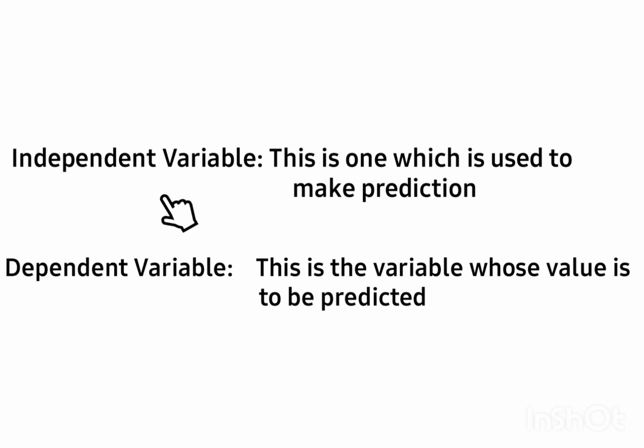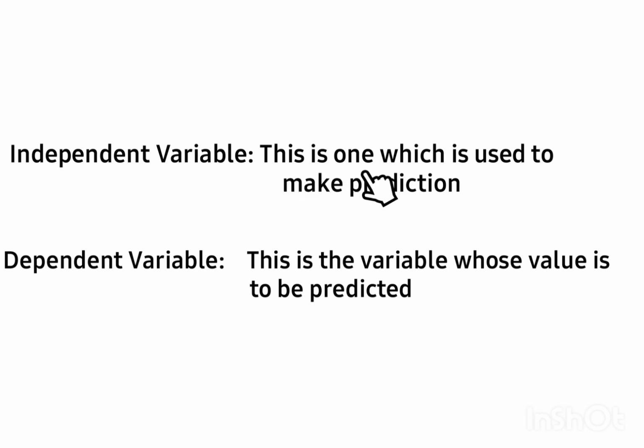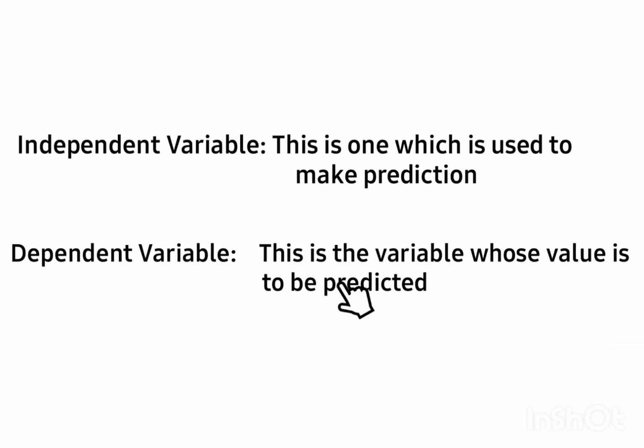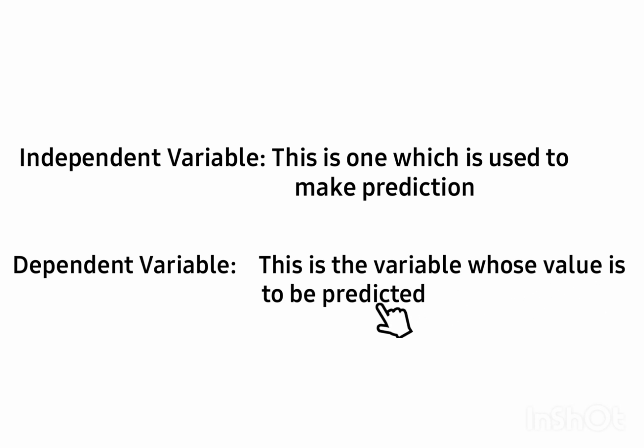Now let's define what independent and dependent variable is. Independent variable is one which is used to make prediction. Remember, we did say that the objective of regression is to make prediction. Dependent variable is one whose value is to be predicted.